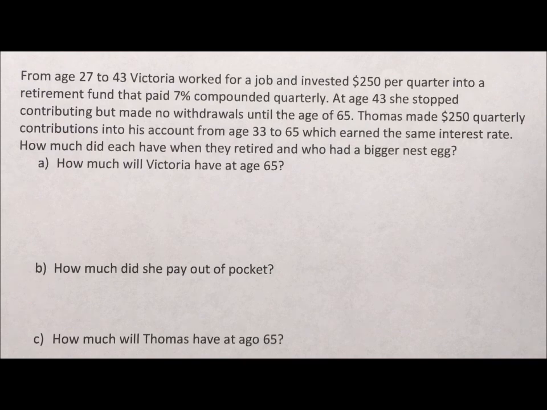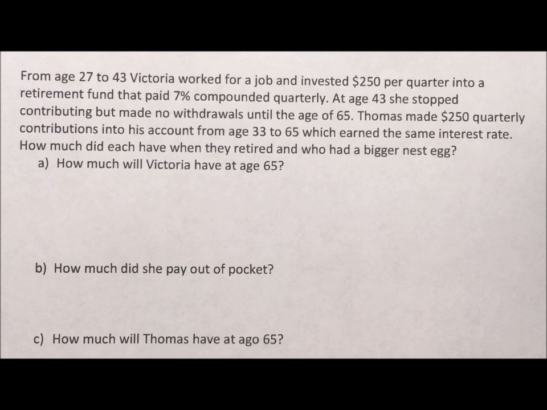From age 27 to 43, Victoria worked for a job and invested $250 per quarter into a retirement fund that paid 7% compounded quarterly. At age 43, she stopped contributing but made no withdrawals until the age of 65. Thomas made $250 quarterly contributions into his account from age 33 to 65, which earned the same interest rate. How much did each have when they retired, and who had the bigger nest egg?